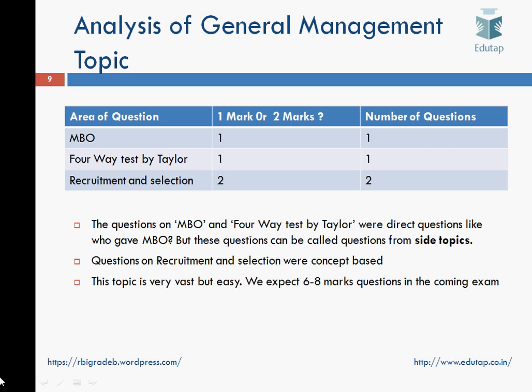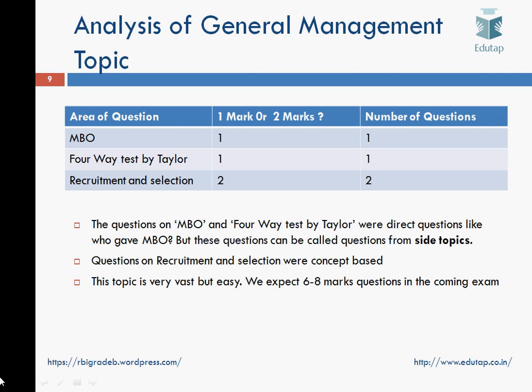In this topic, there was one question of 1 mark each from MBO, which is Management by Objectives, and the 4-way test by Taylor on ethics. These questions were easy and direct, but the questions were from the side topics or the peripheral topics. By side topics we mean that these are not part of main topics as mentioned in the syllabus.